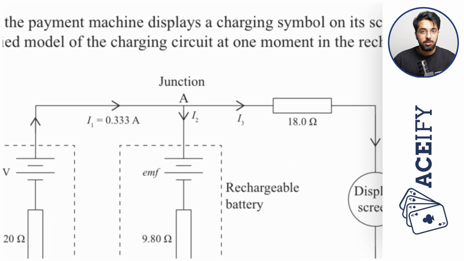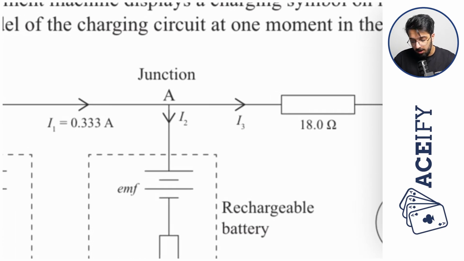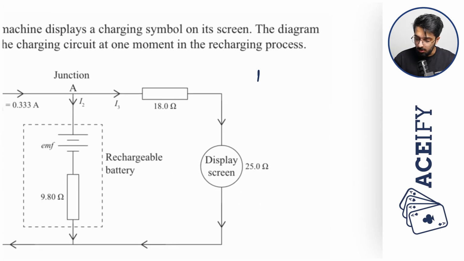So, by Kirchhoff's current law, we know that all currents at a node sum to 0. As we can see, we have one current entering the node, and that's I1, and two currents leaving the node, which are I3 and I2. And so therefore, I1 is equal to I2 plus I3.